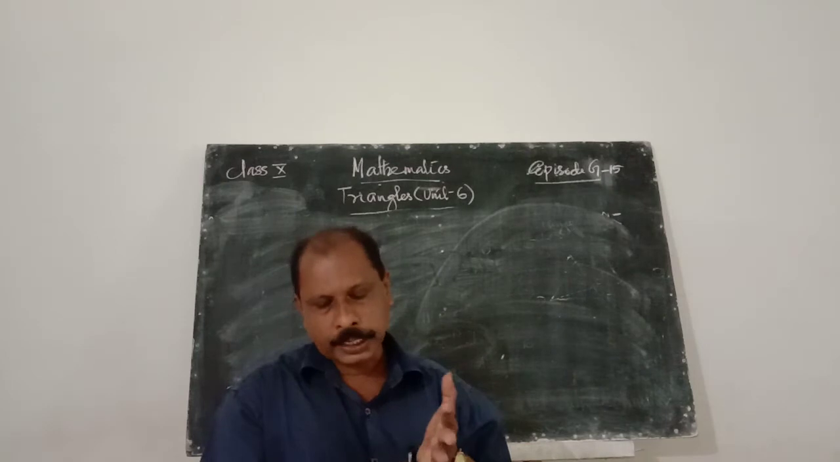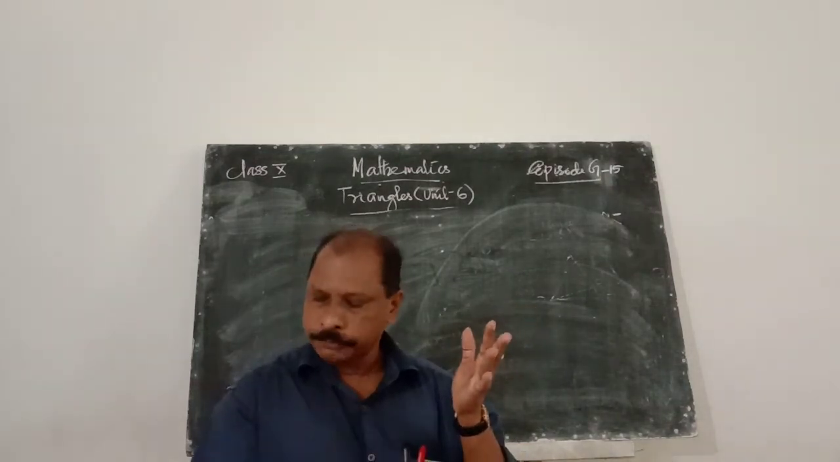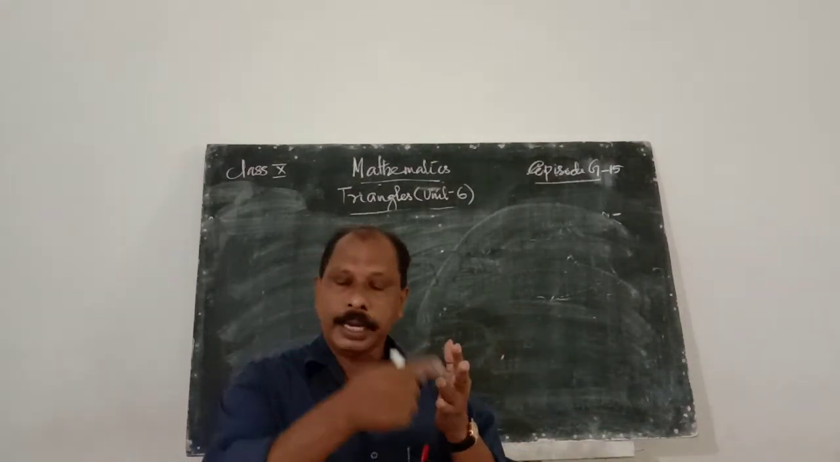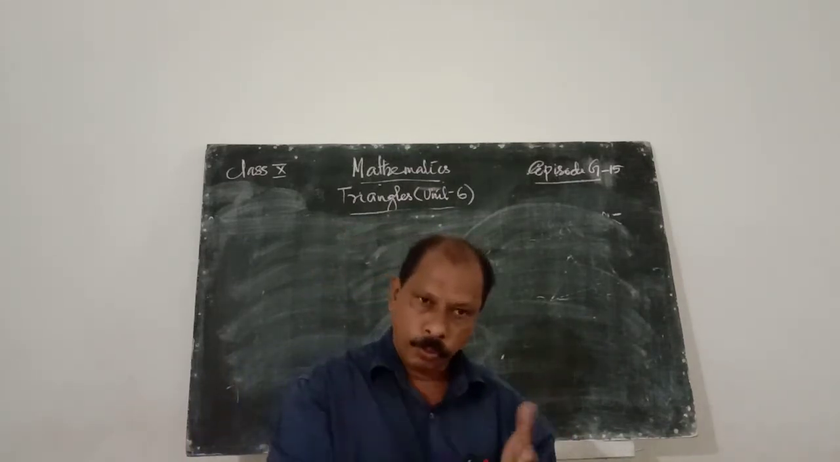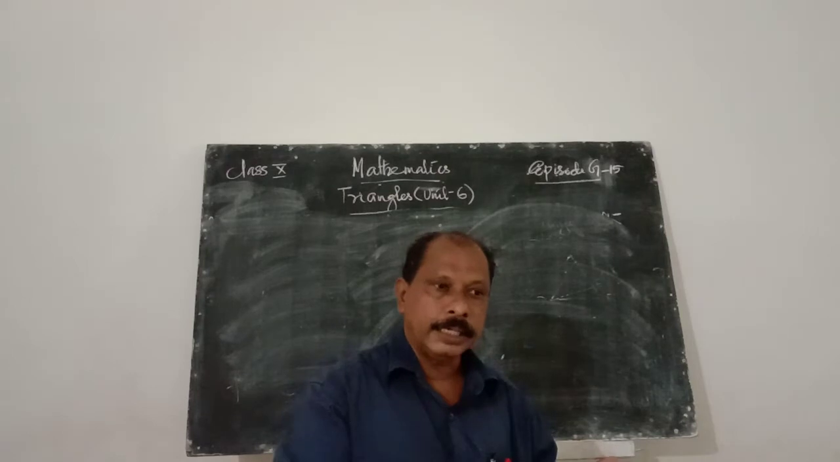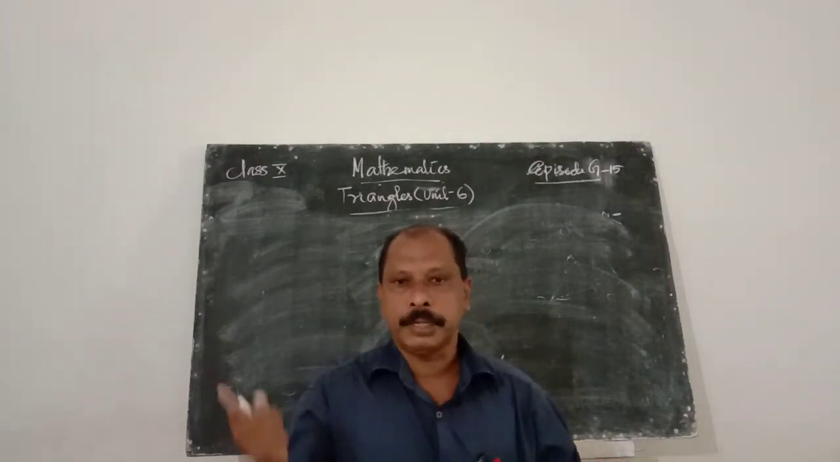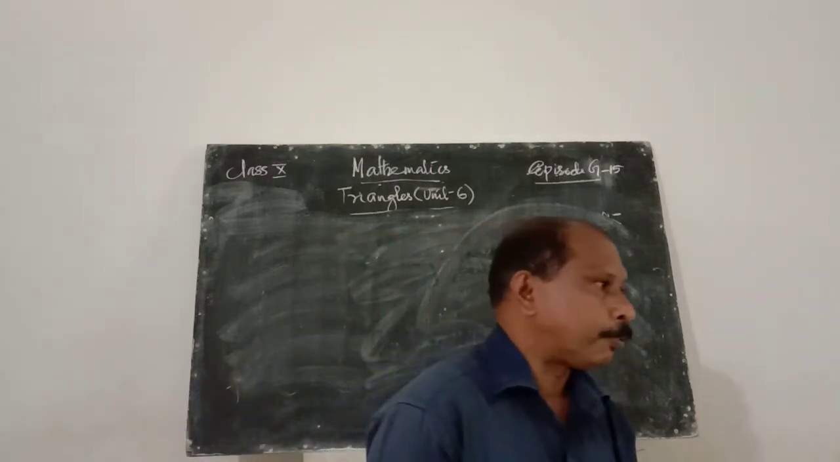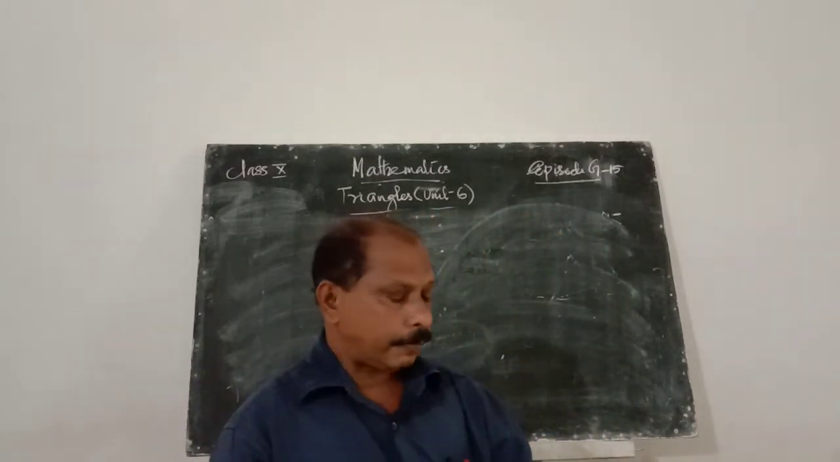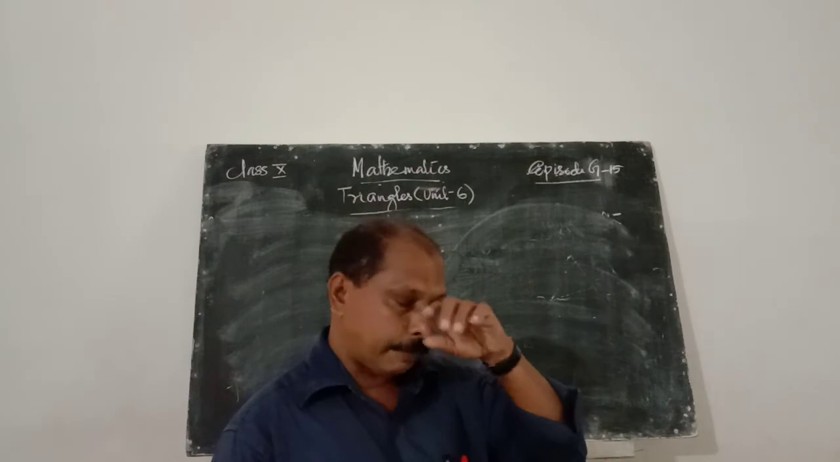Then the note for that theorem is: therefore, AB by AD is equal to AC by AE, or AB by BD is equal to AC by CE. That is the note for problems. Then the converse is 6.2, that is the second theorem.